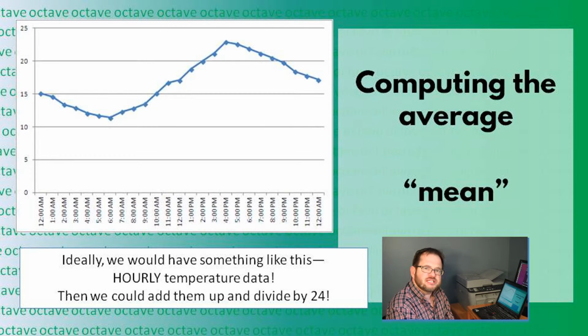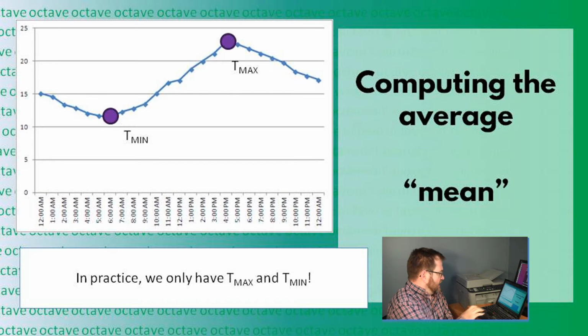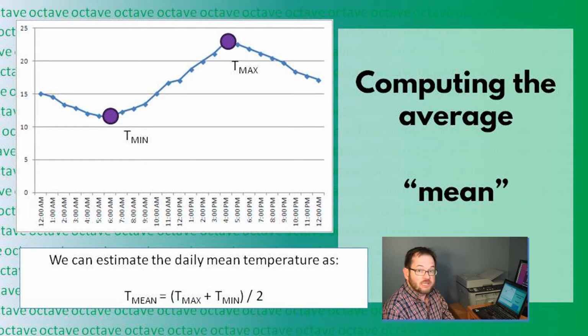But these stations in this particular data archive don't have that kind of information. All they have is the high temperature and the low temperature for every given day, like the 2 points that I sort of highlighted there in purple. That's all we've got, the temperature maximum and the temperature minimum. How are we going to use that little bit of information to come up with at least a decent estimate of what the mean temperature for the day was?